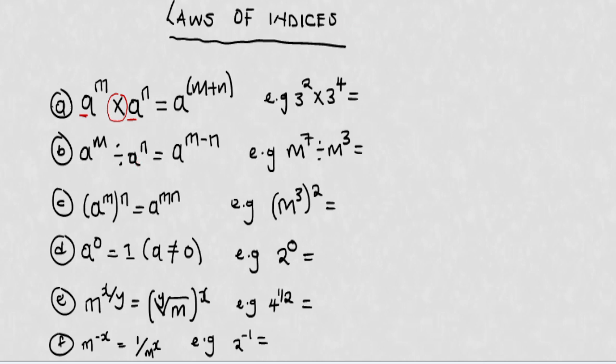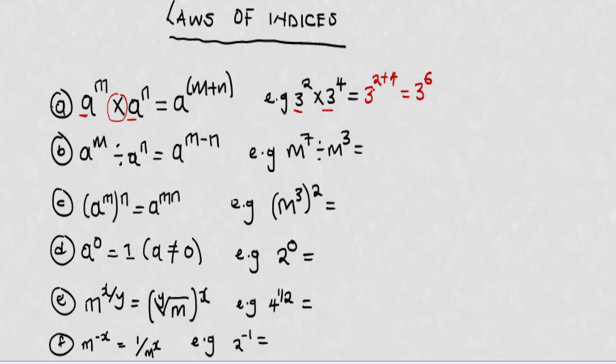Here is an example. If we have 3 to the power 2 multiplied by 3 to the power 4, since the base is the same, this is 3. What you do is you maintain the base, then you add the powers. So what is 3 plus 4? Hmm, 2 plus 4 is 6. So that becomes 3 to the power 6.